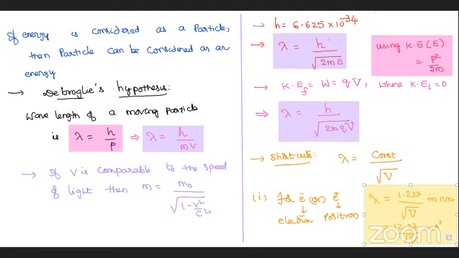In the same way, suppose they ask for proton, number 2, for proton. Proton means H plus. Here, lambda equals some constant by root V. The only difference is that mass will be changed. Mass is how much, Nana? 1.67.